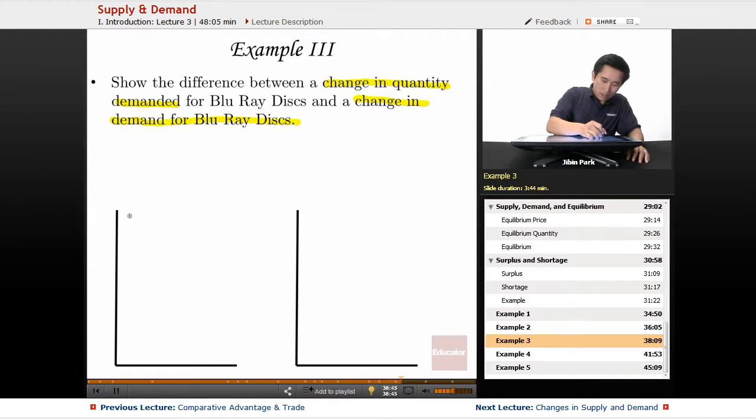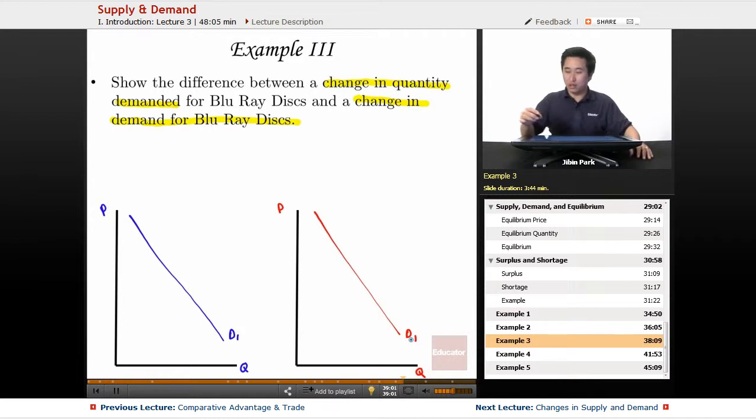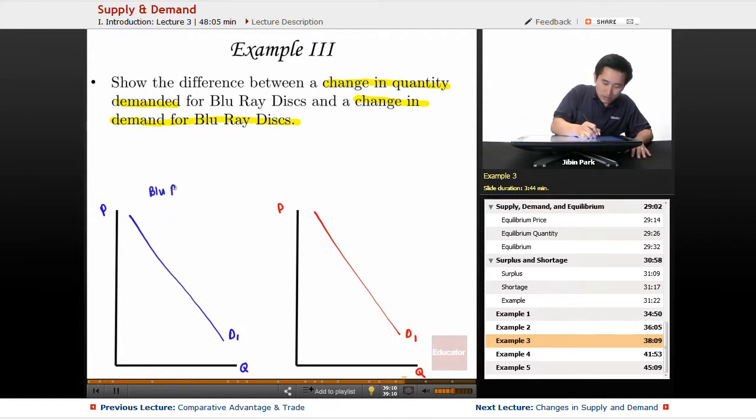So for a demand curve, we'll just draw the demand curve here. This is price and quantity, and same thing here. You have the y-axis being price and the quantity being the x-axis. And let's label this as D1. Now, this is a change in quantity demanded for Blu-ray discs. So the market for both of these is Blu-ray discs.